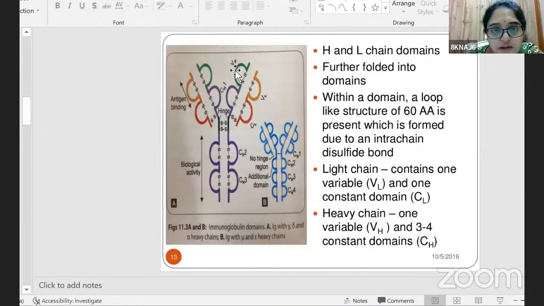So this is the variable heavy chain. This is the constant heavy chain. This is the hinge region with the disulfide bonds.